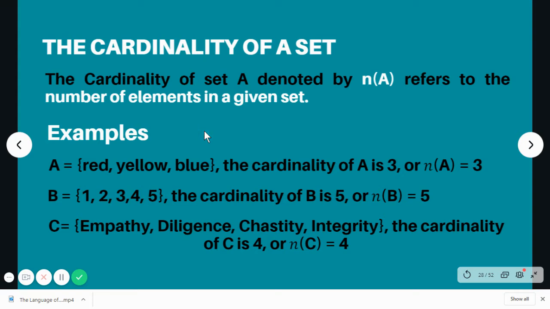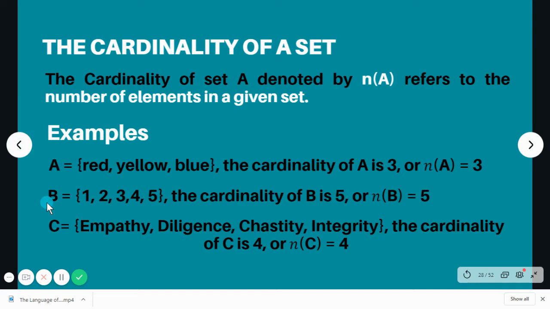Okay, so let us have some examples. For example, we have set A. So the elements of this set are red, yellow, blue. So the cardinality of set A is 3 or n(A) is equal to 3. Bakit naging 3 ang kanyang cardinality? Kasi meron siyang tatlong elements which are red, yellow, and blue. So tatlo sila, 1, 2, 3.